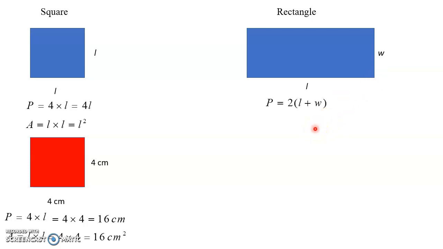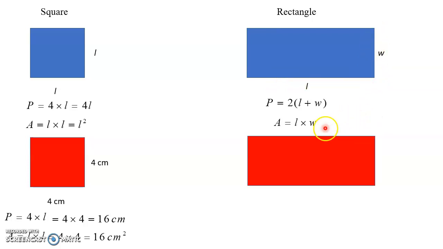The perimeter is equal to 2 into length plus the width. Or you can basically start from one side and add up each length: the length plus the width plus the length plus the width. That will give you the perimeter as well. If we are asked to calculate the area, it is the length multiplied by the width.